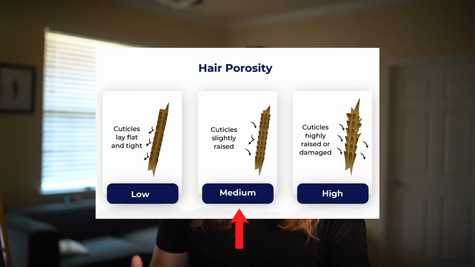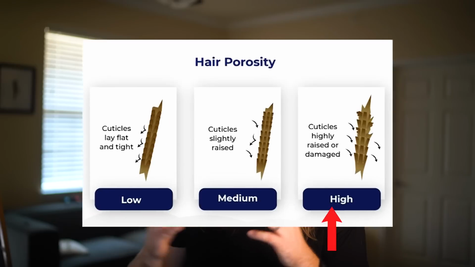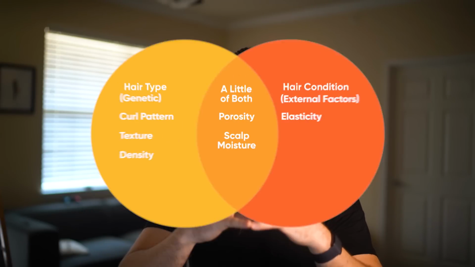Now, medium porosity is kind of in the middle. The cuticle isn't too tight, it's not too loose, it accepts and holds product very well, and your hair typically looks healthy most of the time. Now, high porosity cuticles are raised and damaged, and your hair will typically look dry and frizzy because even though it can accept product and nutrients really well, it doesn't hold on to them. So typically high porosity is where the hair condition comes into play. That's why it's in the middle of the Venn diagram.